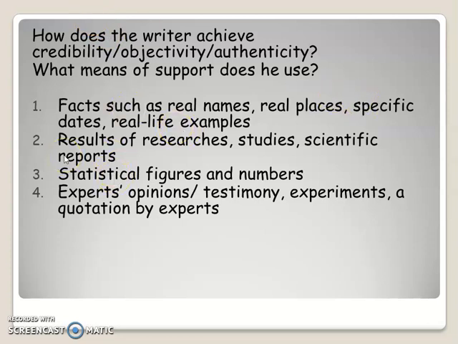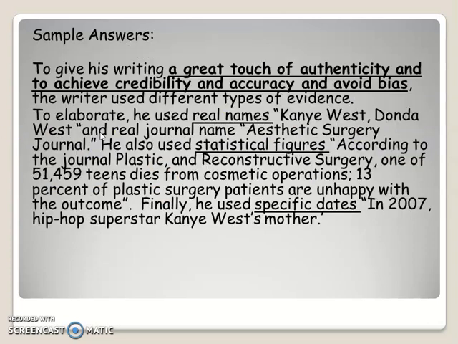And then if you don't have them, you start looking for real names, which are considered 1, and real places, which are considered 1. So you can mention real names, real places, and specific dates, and in this case you get the full grade. Let's continue. This is a possible answer. In order to achieve credibility, the writer used real names. I give examples. Statistical figures. I give an example. Specific date. There should be an example.